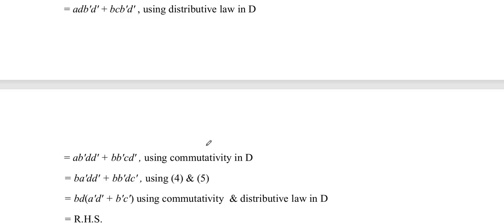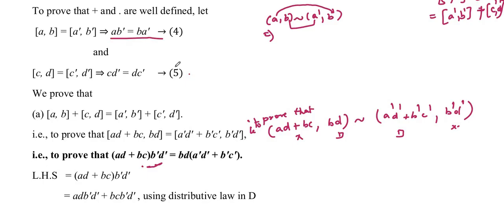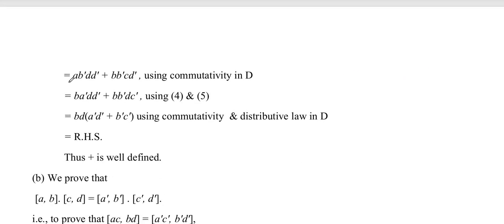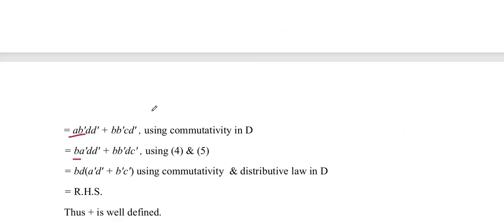So using 4 and 5, what is 4? Here AB prime can be replaced by BA prime, and 5 is CD prime rewritten as DC prime. And in this again use commutativity and distributive law so that you can write this as BD can be taken out, A prime D prime plus B prime C prime.